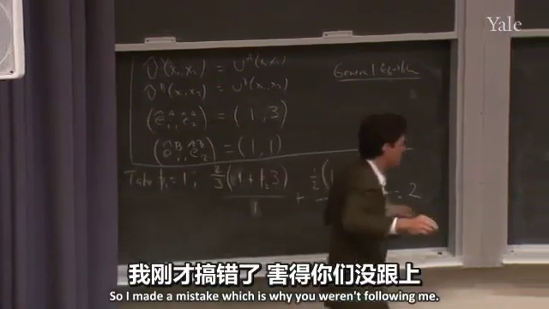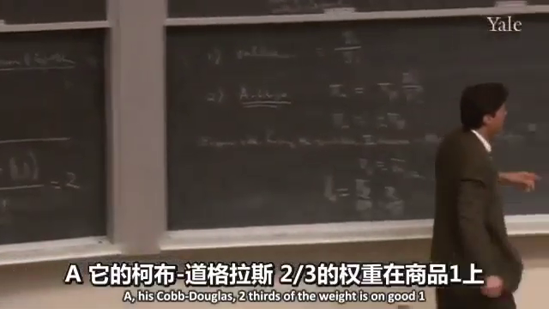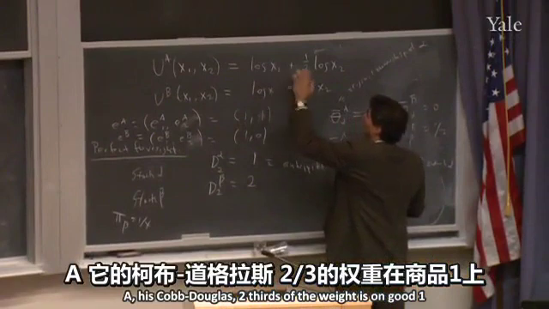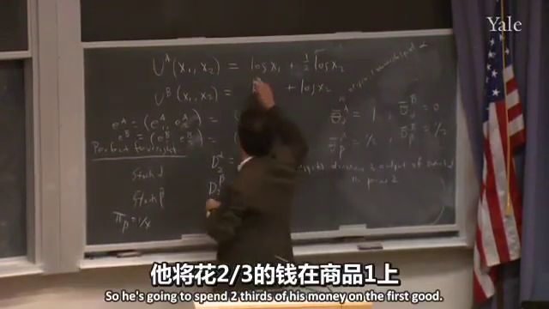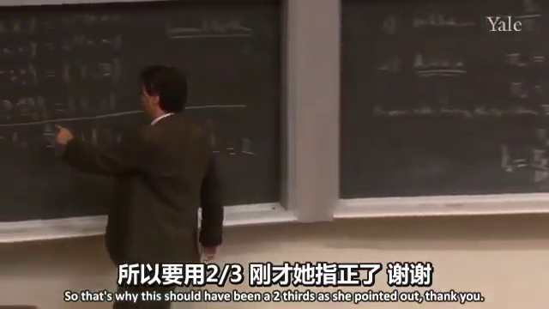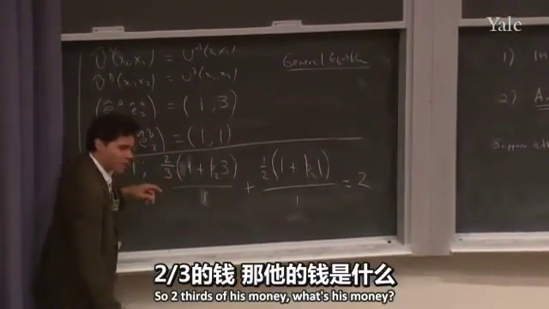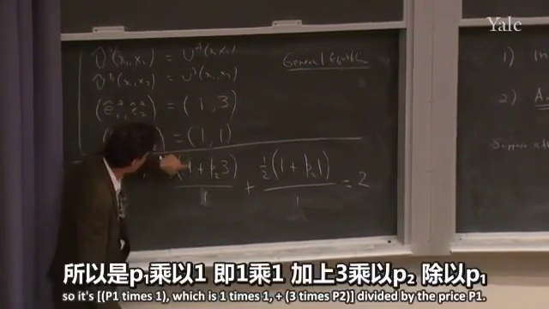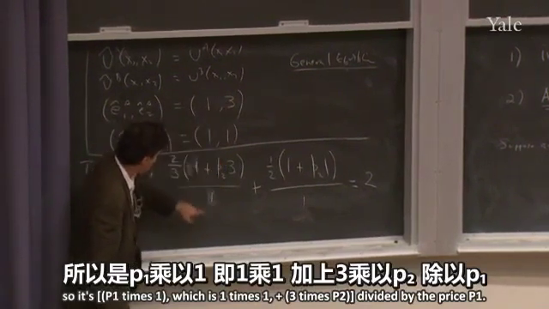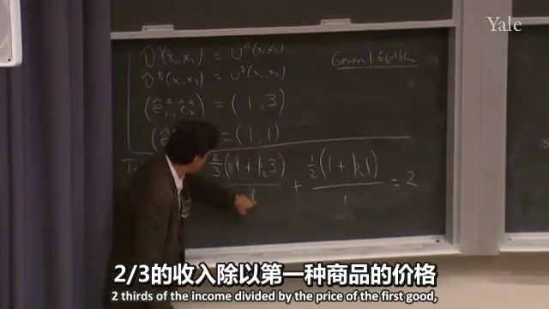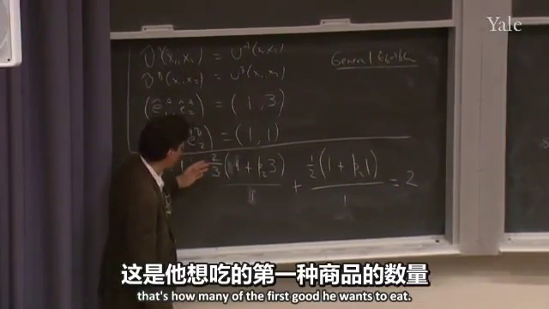So I made a mistake, which is why you weren't following me. A, his Cobb-Douglas, 2/3 of the weight is on good 1 and 1/3 on good 2. So he's going to spend 2/3 of his money on the first good. So that's why this should have been a 2/3, as she pointed out. Thank you. So 2/3 of his money. What's his money? His endowment is 1 and 3. So it's P1 times 1, which is 1 times 1, plus 3 times P2, divided by the price P1. 2/3 of the income divided by the price of the first good. That's how many of the first good he wants to eat.